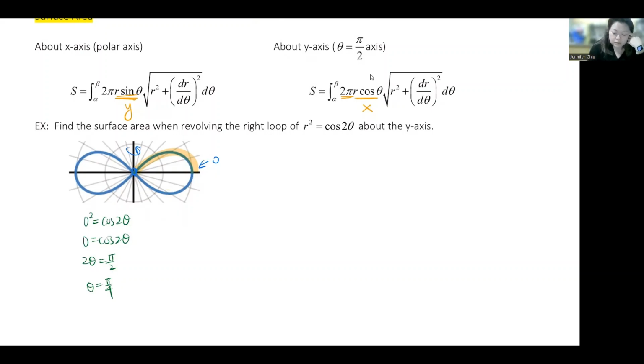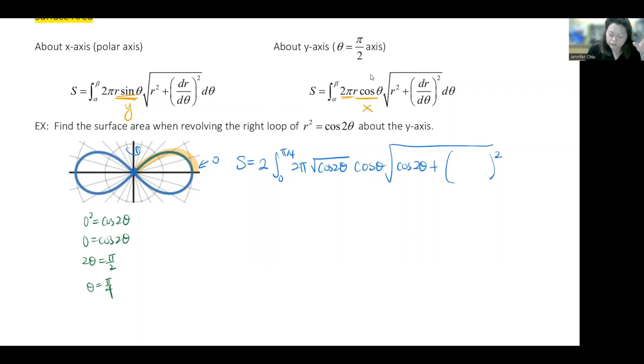All right, so now I'm going to go ahead and use my formula here. I have my arc length. I'm going to double that. So from 0 to pi over 4, I just figured that out. 2 pi r, so r is the square root of cosine 2 theta. And because this is revolving about the y-axis, I need my x value, so I need my cosine theta. Square root of r squared is already defined as cosine 2 theta. All right, but what about my derivative squared? What is my derivative squared?